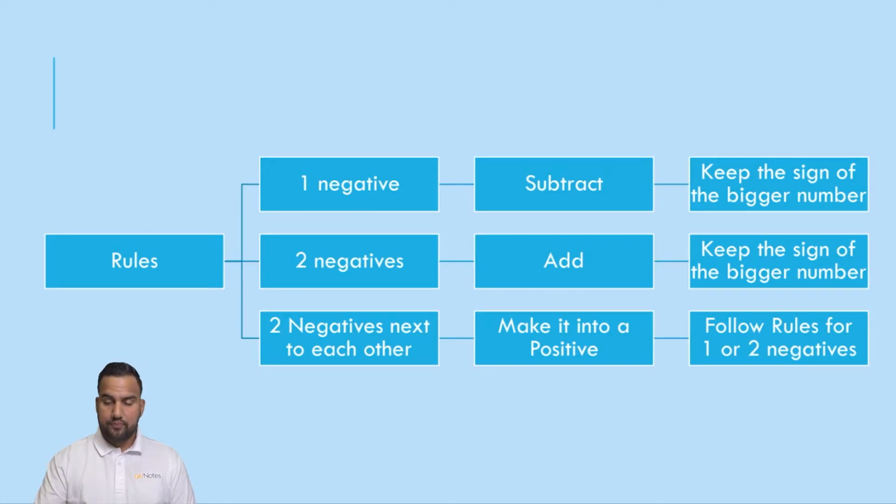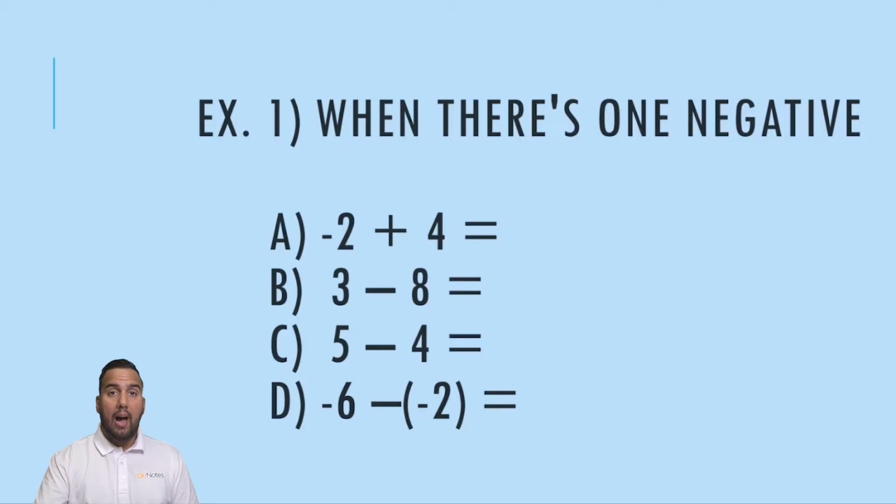So let's try a couple. On the next slide, I'm going to help you guys do this one. I want to make sure we do well on this. So the first example, what happens when there's one negative in the problem? You look at all of these A through D and you see one negative except D, but I'll show you why. So for the first one, negative 2 plus 4. What are you going to do? Just ask yourself, how many negatives do you have in the problem? You have one negative. So what do you do when you have one negative? You're going to subtract. You're not going to subtract 2 minus 4. That's not true.